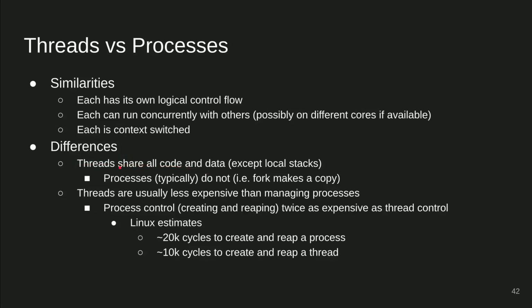Okay, the differences are that threads share all the code and the data, except for the local stack. We'll see what that means when we actually launch a thread. And processes typically don't share anything. They get copies. And then threads, because they're lightweight processes, are less expensive in terms of the compute power that you need to execute a thread. Okay, so roughly speaking, there are some estimates here that threads are about half as expensive. This is the number of cycles needed to create and reclaim a thread.